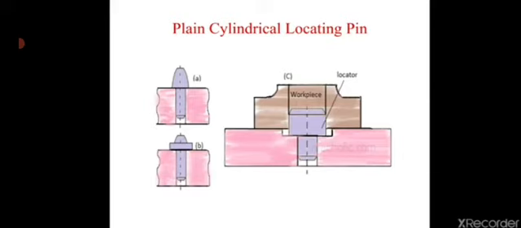Next one is the plain cylindrical locating pin with collar. These pins are similar to the plain cylindrical pin, the only difference being that they have a collar, which is provided to resist cutting forces while machining. These pins are also called bullet nose locators.